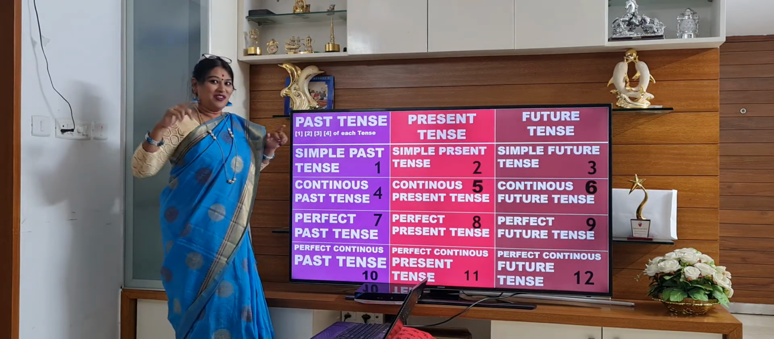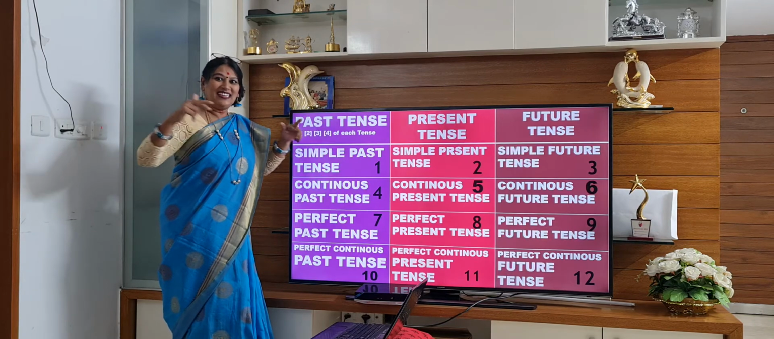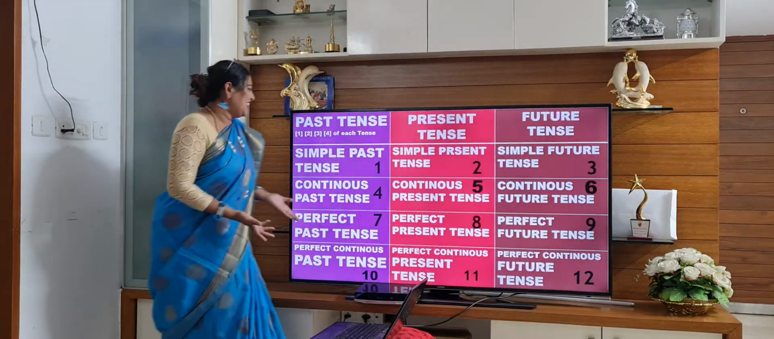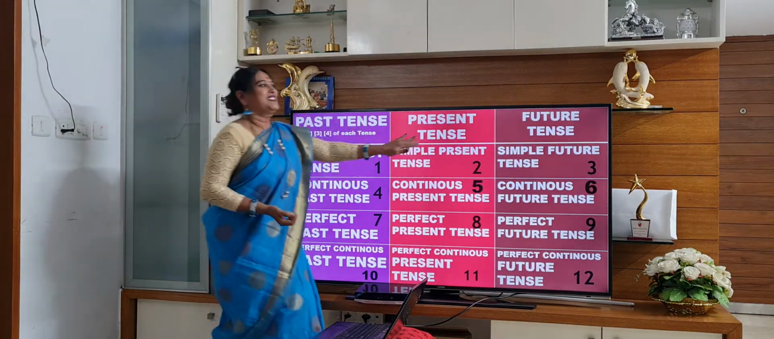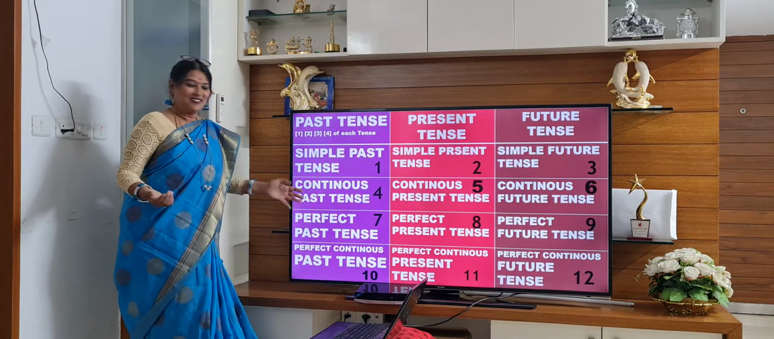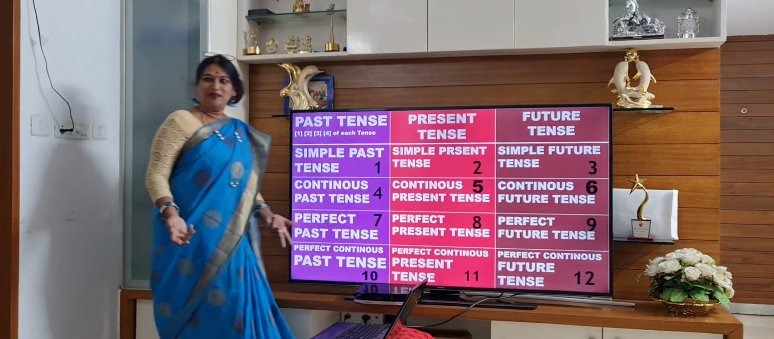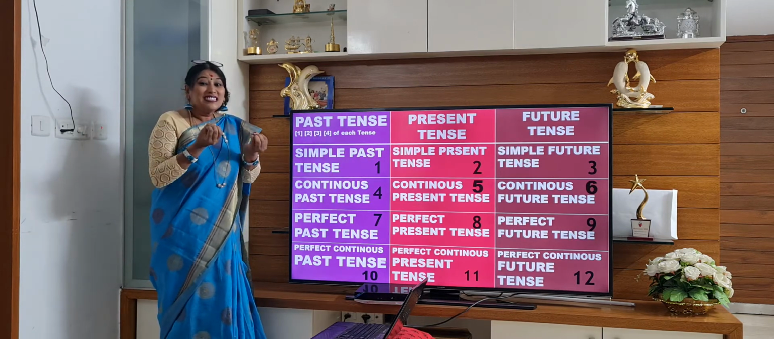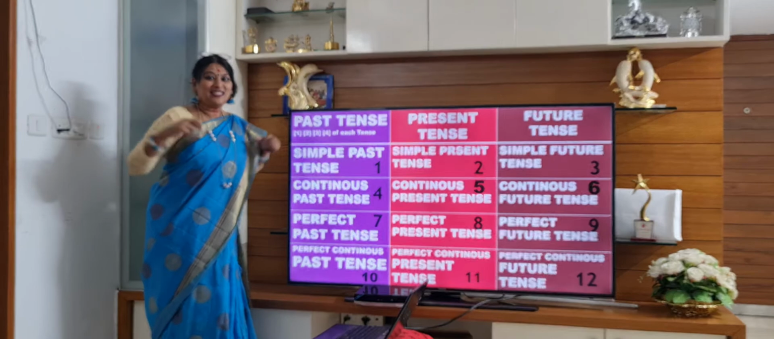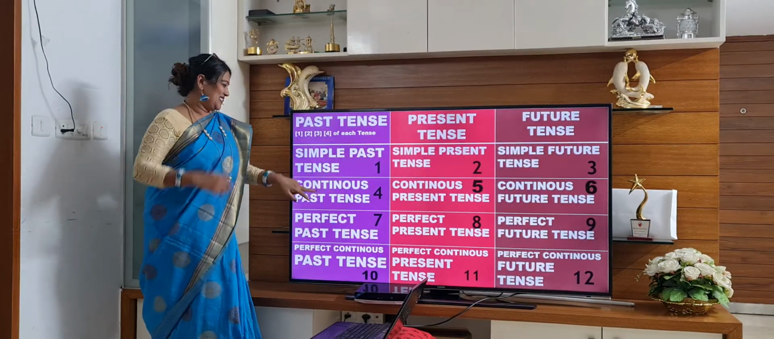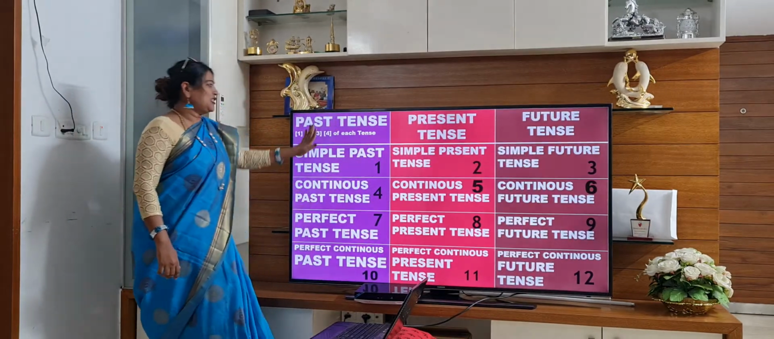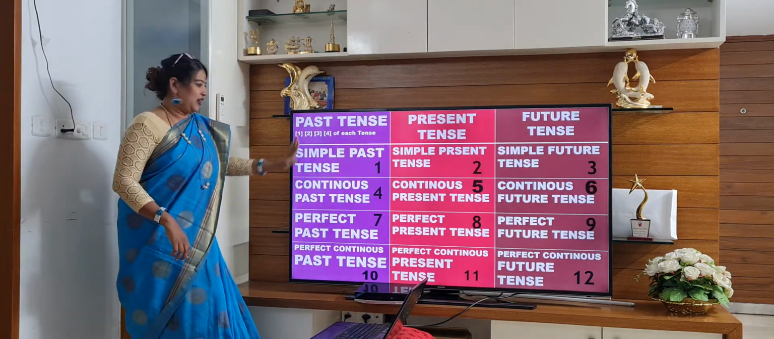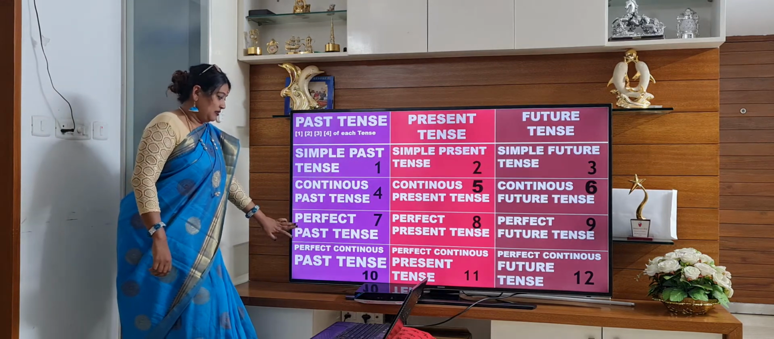Then afterwards, what is this? Continuous. Again, same thing: continuous past tense, present tense, future tense. 4, 5, 6. First, what will come? Simple. Next, continuous. Got it? Same. Add continuous to this title. That's it. Past, present, and future. Got it?